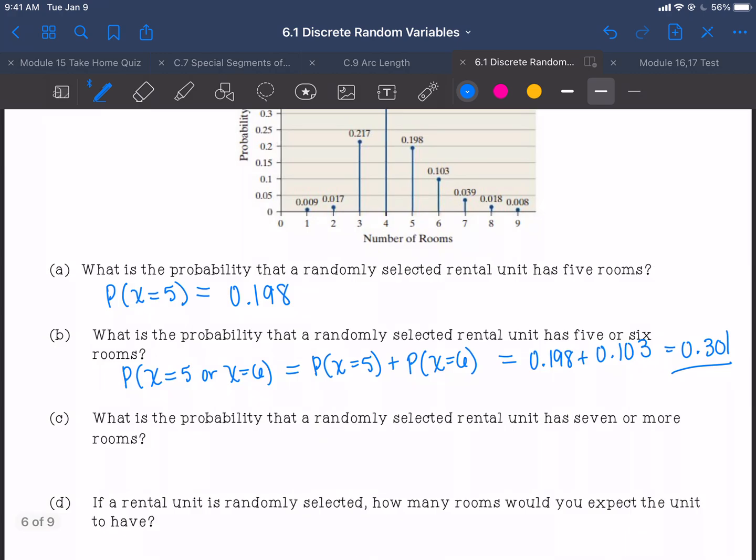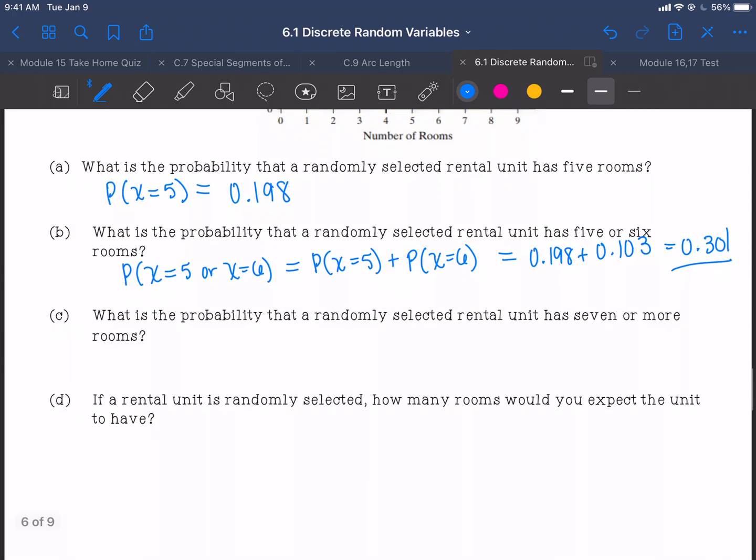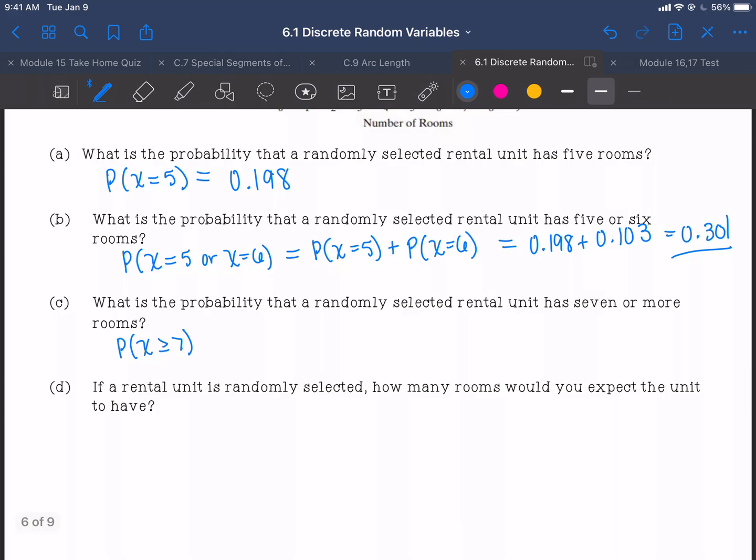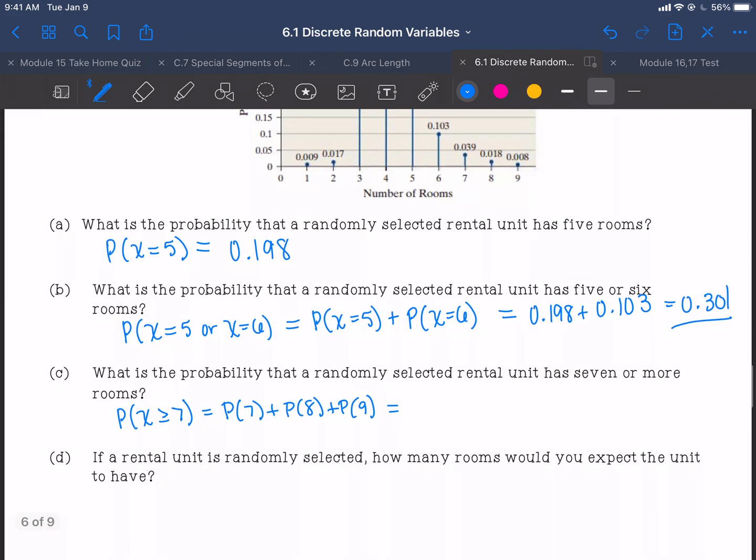Part C asks, what is the probability that a randomly selected rental unit has 7 or more rooms? So we're finding the probability that x is greater than or equal to 7. And in our case, it only goes up to 9. So really, we're just finding the probability that there's 7 rooms, plus the probability that there's 8, plus the probability that there's 9. So looking at those numbers, we're going to take 0.039 plus 0.018 plus 0.008, which totals 0.065.